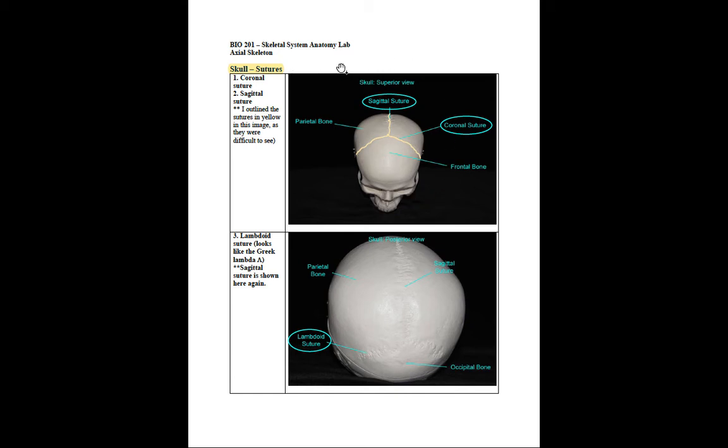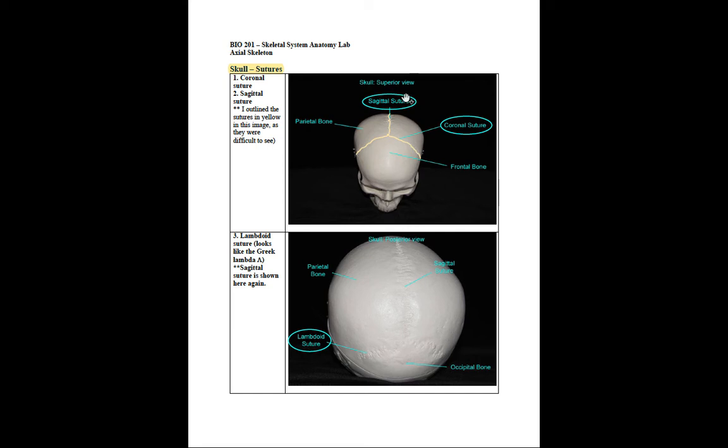So first we're going to start with the skull. The skull tends to be one of the more complicated parts of the axial skeleton. You can see that 2 of the 7 pages of terms that you need to know for this next practical are actually just the skull. So there's quite a bit to the skull here.